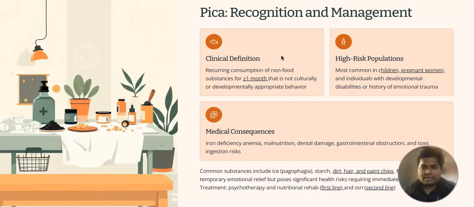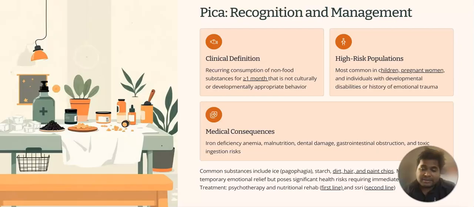Everyone must be there. Now the last topic is Pica. We all know that Pica is more common in pregnant women and some children, and in people with developmental disabilities and a history of emotional trauma. In Pica, the person eats things that are not usually edible. For example, they tend to eat ice, which we call pagophagia, and similarly dirt, hair, and paint chips. Paint chips are commonly seen in examinations. So if the person is eating paint chips, you can think about Pica.